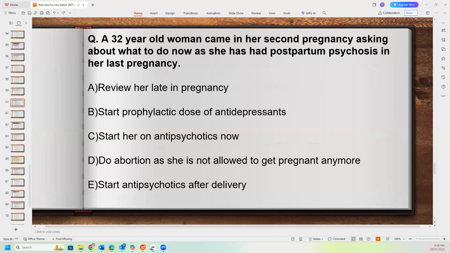All right, next question. A 32-year-old woman came in her second pregnancy asking about what to do now as she had postpartum psychosis in her last pregnancy. So this patient is pregnant and now coming in her second pregnancy. Because in the first pregnancy she had postpartum psychosis, what would you do? Review her in late pregnancy, start prophylactic dose of antidepressants, start her on antipsychotics now, do abortion as she's not allowed to get pregnant, or start antipsychotics after the delivery.